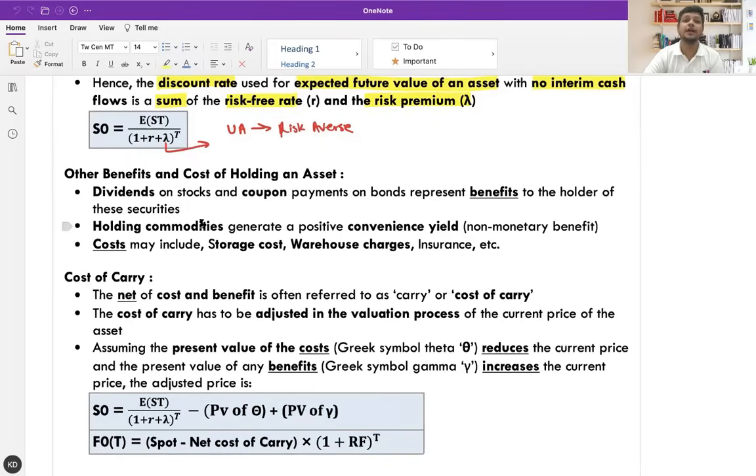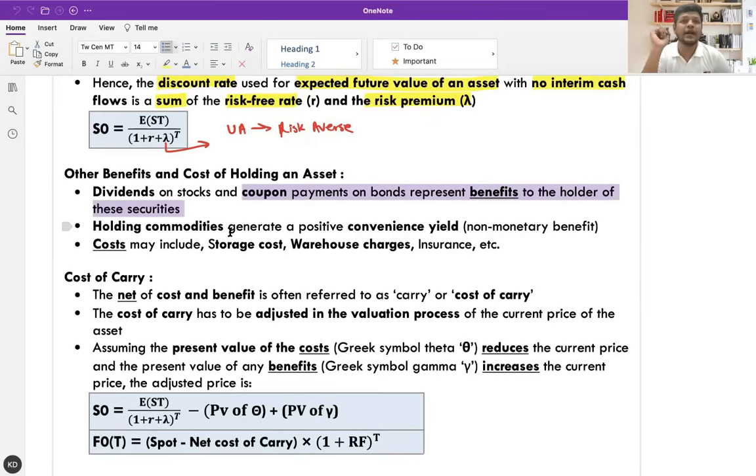First of all, if you're holding an equity, you may get dividends in the future. So if you're holding the asset for, let's say, 1 year, within that year you are expected to receive some dividends. If you're holding a bond, you may expect some coupons. If you're holding a real estate portfolio, you may expect some rent. So dividends on stocks and coupon payments on bonds represent the benefit of holding the securities.